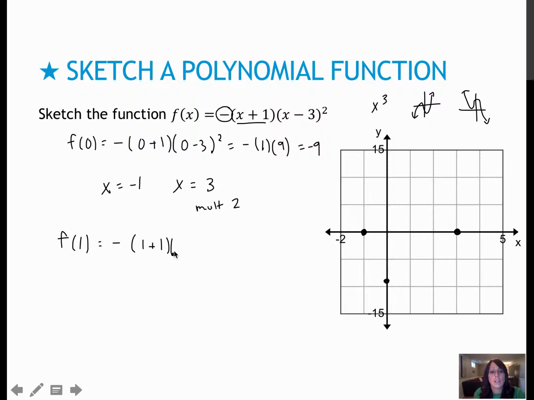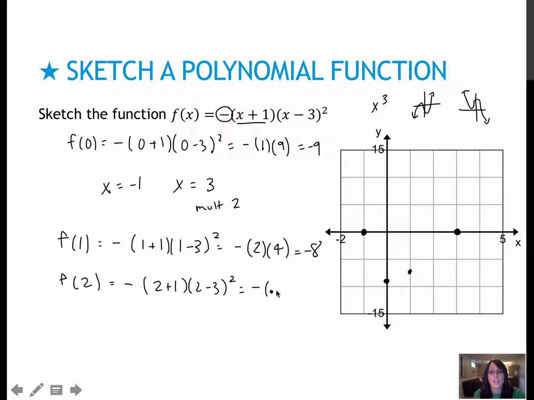-1 plus 1, and then 1 minus 3 quantity squared, which gives me negative, and then 2, and then 1 minus 3 is -2 squared gives me 4. So at 1, I get -8, which didn't help me too much. But now I'm probably going to go ahead and plug in f of 2 because I want to know what's happening here. f of 2 would be -2 plus 1, and then 2 minus 3 quantity squared. So I have a negative out front, and then 3, 2 minus 3 is -1, squared makes it +1. So that's -3, which is about right here.